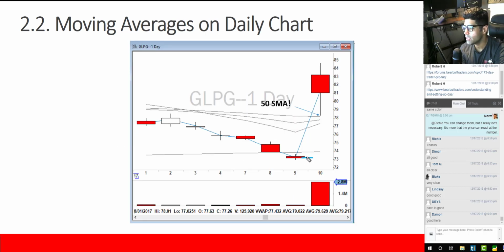Another example is GLPG. GLPG closes at 73. The next day gapped up at 83. During the day sells off all the way up to 78. So what do we have? 9, 20, and 50 moving average, and eventually bounces back.